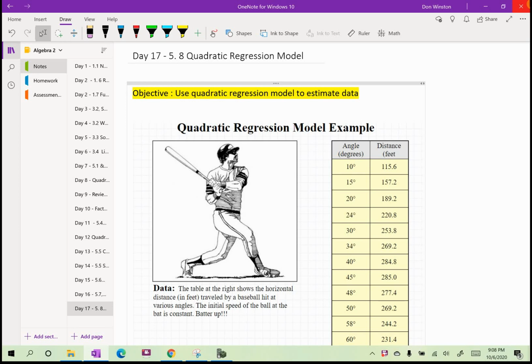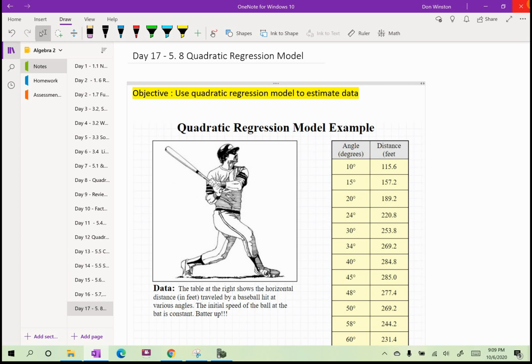These types of models are used in the real world all the time. When I worked at 3M, I used this a lot. So it's kind of important. Not that what we've learned so far isn't important, but I can tell you from experience that this is used quite a lot in industry. So our objective today is to use a quadratic regression model to estimate data.